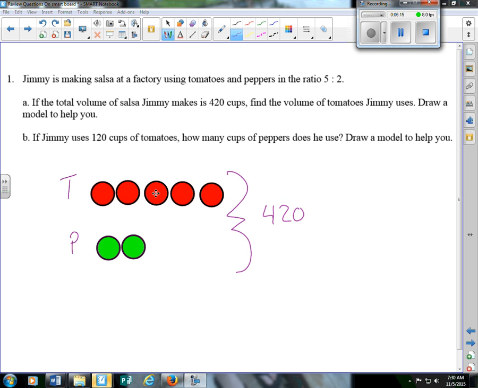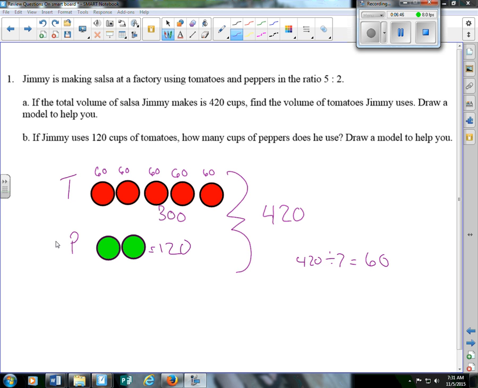1, 2, 3, 4, 5, 6, 7 pieces into 420. That means that 420 divided by 7 is 60 per piece. So this is 60, 60, 60, 60, and 60. So the tomatoes are worth 1, 2, 3, 4, 5 times 60, which is 300. And just because it's fun, the peppers would equal 60 plus 60, which is 120.